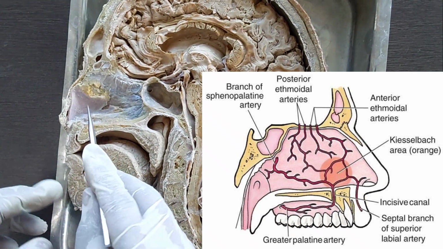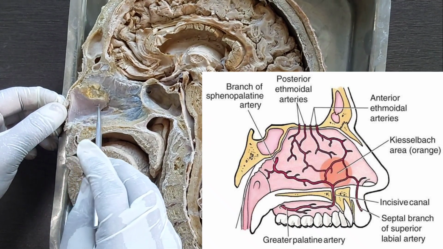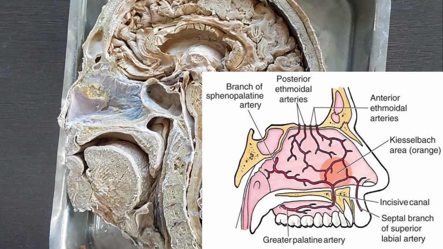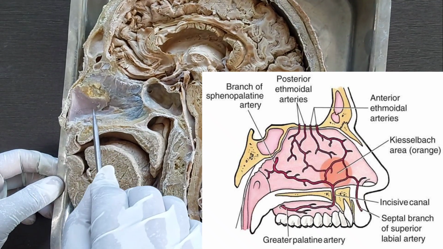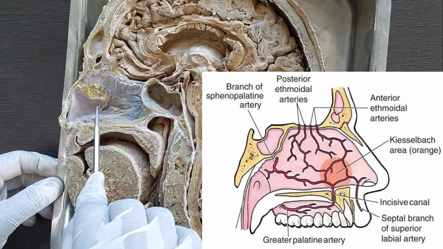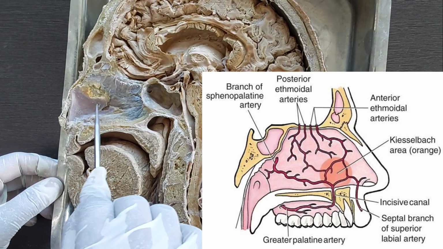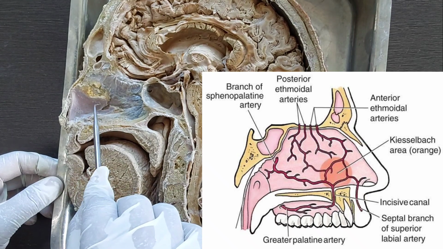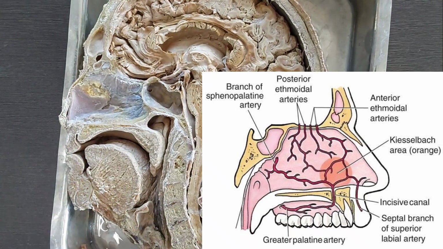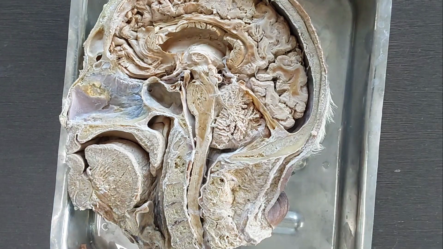So these all arteries anastomose at the antero-inferior aspect of the nasal septum, and this particular area is known as the Little's area. So the arterial anastomosis which takes place at this Little's area is known as the Kiesselbach's plexus. Okay, so the rupture of this plexus may cause nasal bleeding, and the nasal bleeding is known as epistaxis.